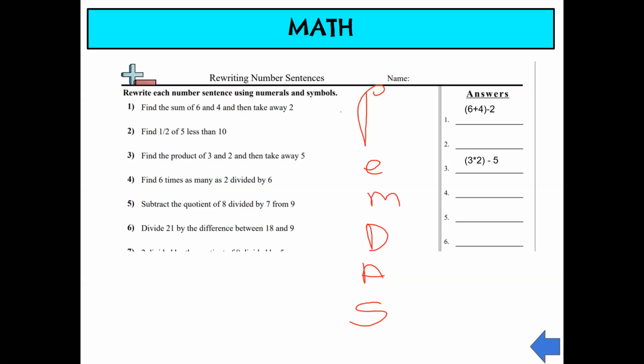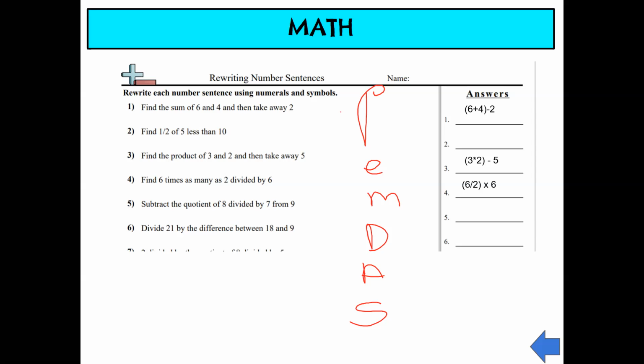And once I find 2 divided by 6, I times that by 6, because it showed that it's 6 times as many as whatever the answer would be for 2 divided by 6. So I have to do 2 divided by 6 first, right? And that will be in parentheses, and then times that by 6, because whatever my answer is, it's 6 times as many as the answer to 2 divided by 6, okay?